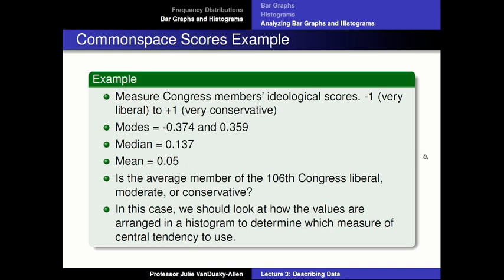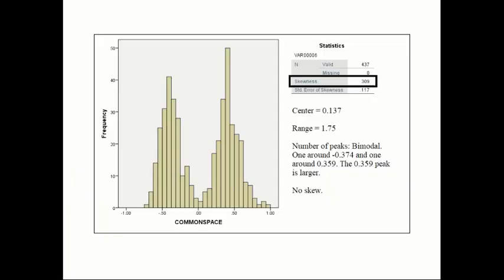If we look at the distribution of the common space scores, it becomes clear which one of these is the correct one. Here's the histogram of the common space scores. The center or median is 0.137. The range is 1.75. There are two peaks, so it is bimodal. One peak is around -0.374. One peak is around 0.359. The 0.359 peak is larger, which means there are more typical conservatives in this Congress than typical liberals.